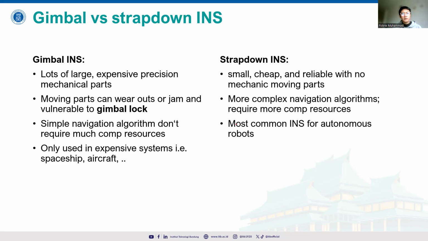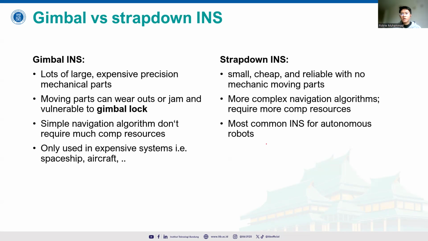Yes, and the navigation algorithm is simple, because the movement of the body is already compensated by the gimbal system, so it doesn't require much computational resource to calculate again the relationship between the body and the reference frame. It's commonly used in expensive systems like spaceships, aircraft, submarines. But basically it's very expensive. We could also mount it into our AUV to have precise motion or positioning estimations at the end, but still it's very expensive.